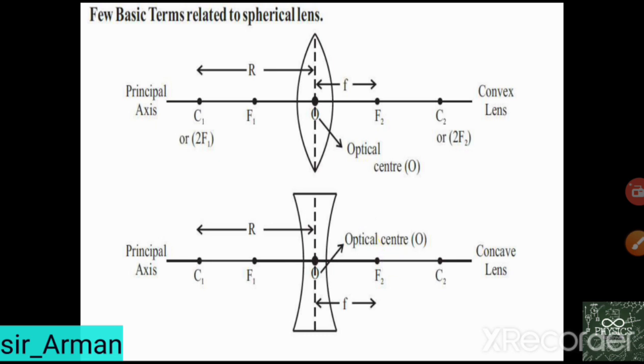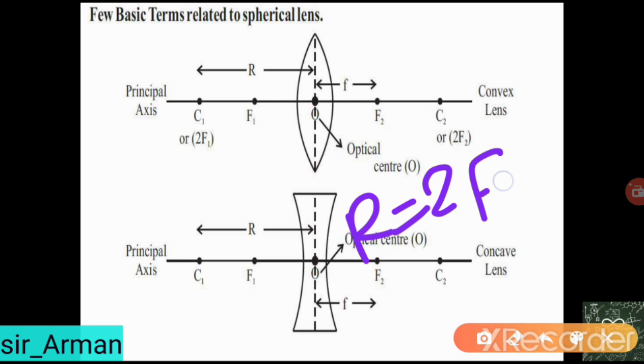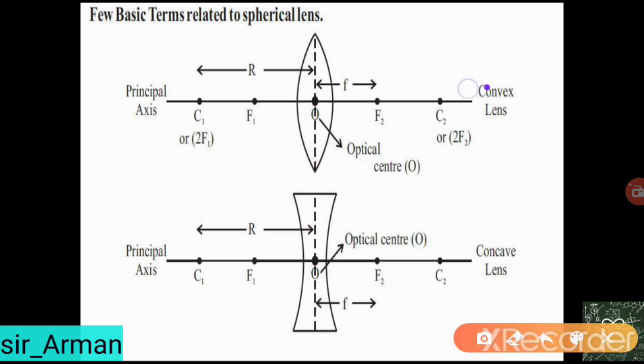You also know this, right? R, the radius, is equal to 2f. So here, instead of the center of curvature, we can represent it as 2f, right? So instead of writing C, we can write 2f1 or 2f2. So in your book it is represented like this.